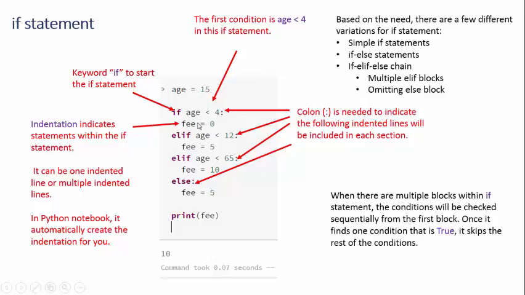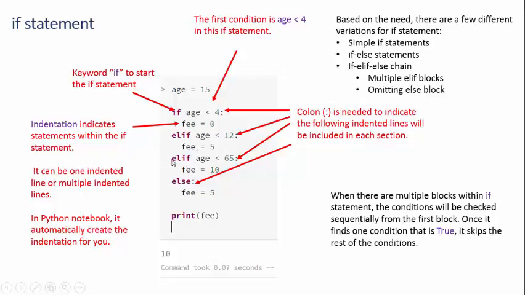So this one is not going to be executed. It automatically goes to the next block, which is else if. The age is not less than 4, so will the age be less than 12? That is the else if statement. We do the comparison of this condition again, and we find it's false again because the age is 15. So this part is not going to be executed as well.